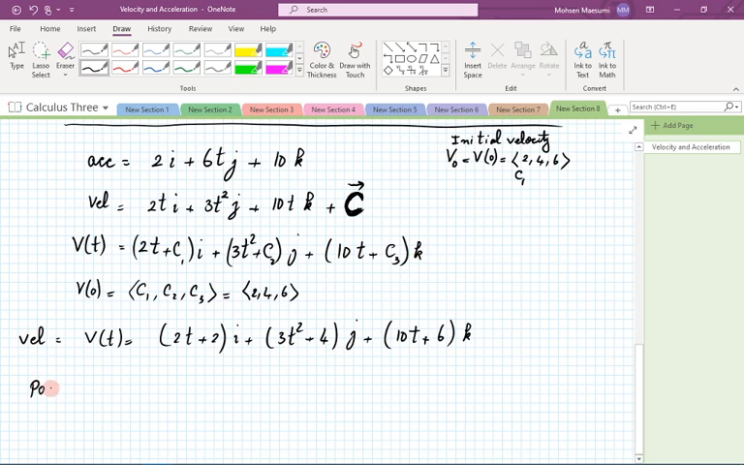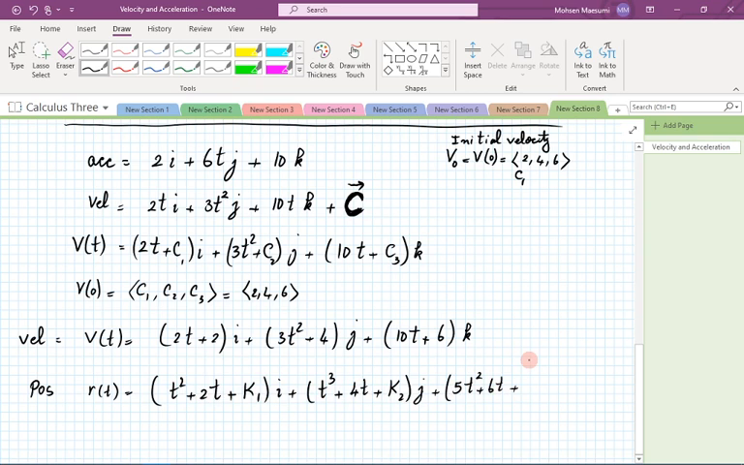How about my position? Position is going to be r of t. How do you get r? Well, r is the antiderivative of v. V is the derivative of r. So you have to take the integral of this thing one more time. So that in that case is going to be t squared plus 2t. Now another constant. Let's call it k1 I. And this is going to be, well, t cubed plus this is going to be 4t and some other constant, say j. And then here is going to be 5t squared plus 6t and a third constant.